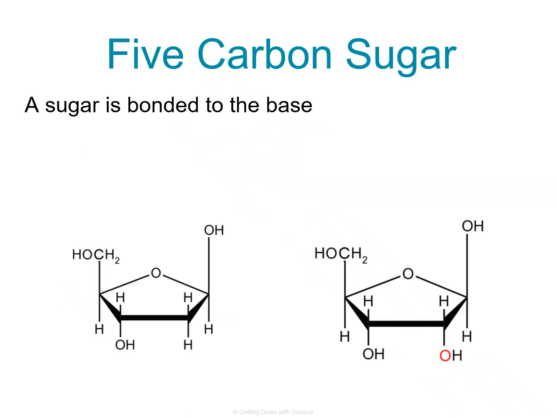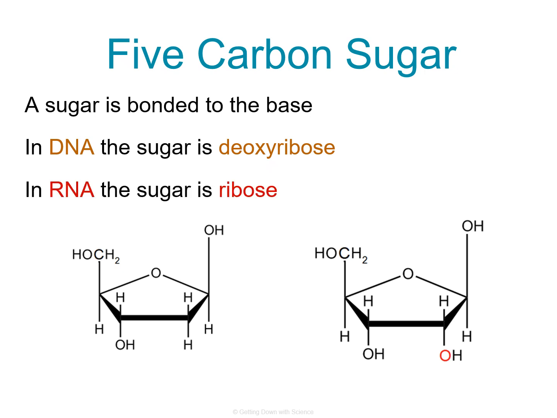The 5-carbon sugar base in DNA is the sugar deoxyribose. In RNA, it's just ribose, so deoxyribose or ribose, depending on which one we need. They differ in structure, therefore they differ in function. So we can see deoxyribose doesn't have that extra oxygen that ribose has.